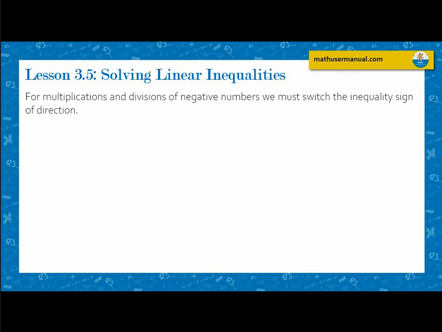When solving linear inequalities, there is an extremely important rule we must follow: when we multiply and/or divide by negative numbers, we have to switch the direction of the inequality sign. Let's put this into perspective with a couple of problems.